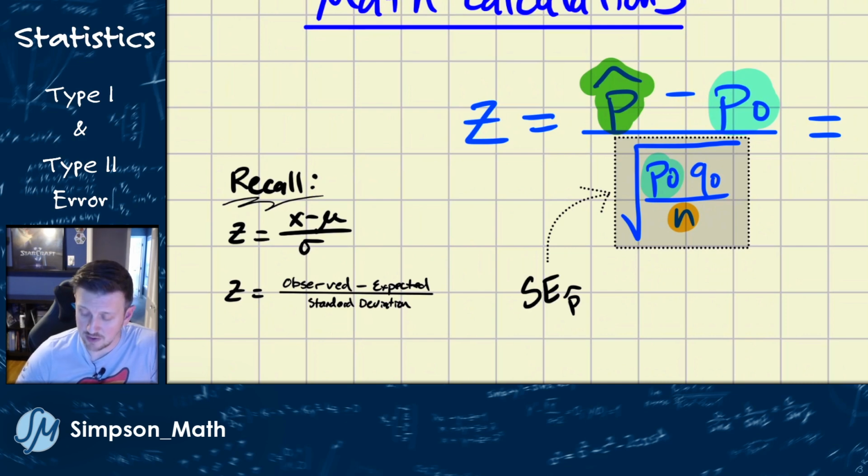And that's what we have here. What am I observing? I'm observing this statistic, this p hat. What am I expecting? What's my average? What's my mean? What's the center of this normal model? That's going to be my hypothesized p.